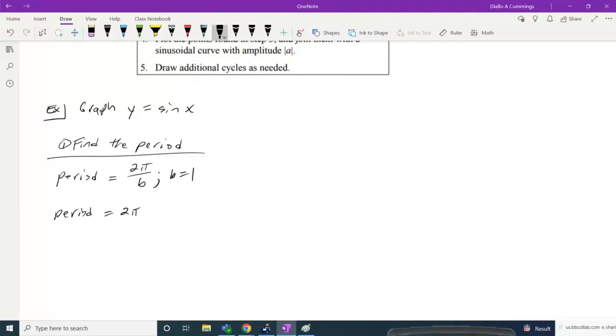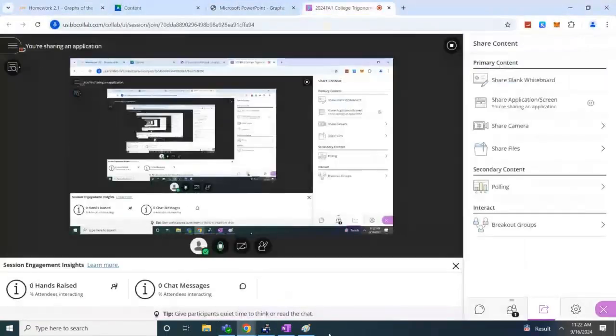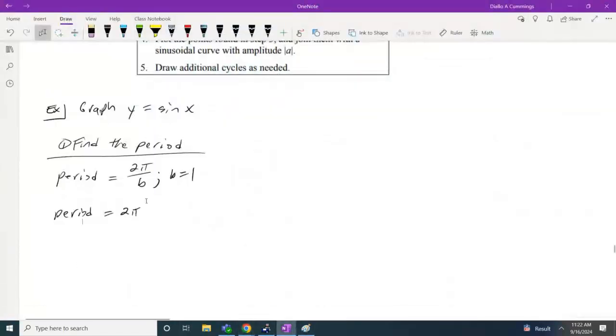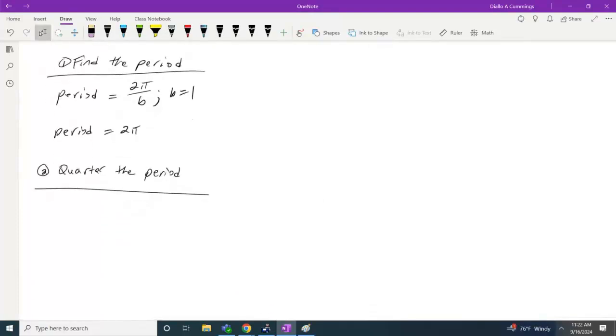So this graph is going to make one complete cycle, or one complete rotation, every 2 pi radians, or 360 degrees. So that's the first step. The second step says quarter the period. So we're going to take 2 pi, which is the period, and cut it into fourths.